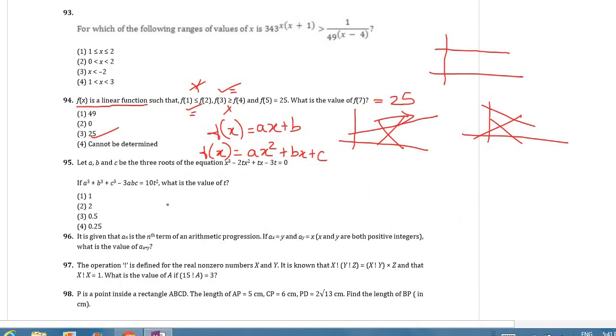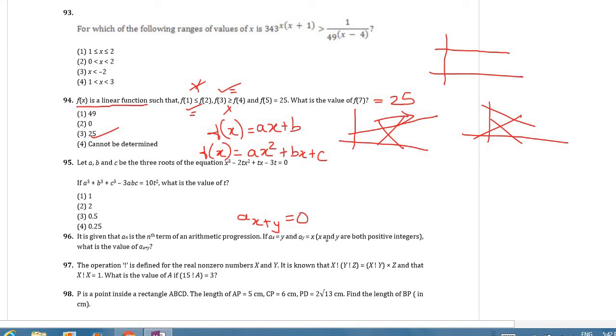Finally, if I very quickly look at 96, 96 is a question that can be done either by a concept or by a shortcut. The concept here is that if you know that a(x) equal to y and a(y) equal to x, then a(x plus y) is 0. That's a standard rule. If these two get interchanged, the sum is 0.